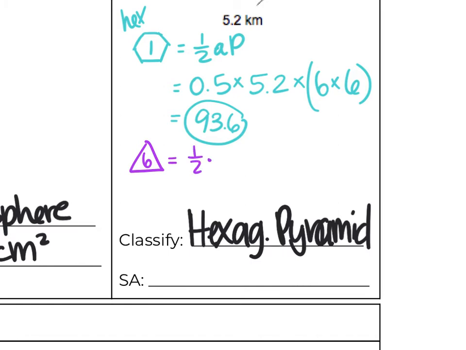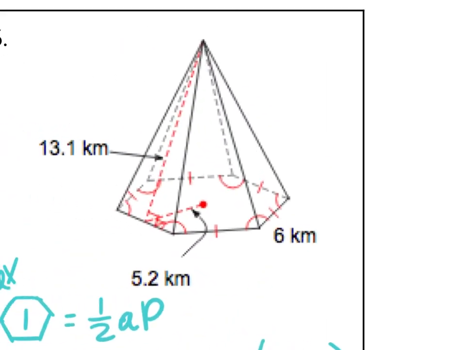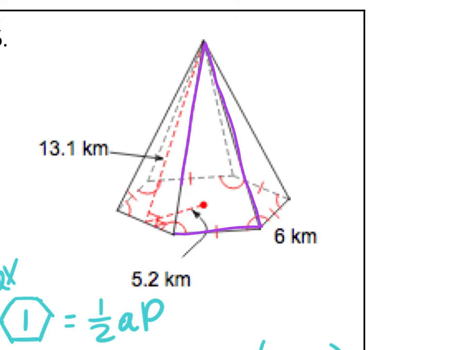Half base times height. So if I look at that triangle, focus on this one, if it helps you to write it. What would the base be? So right here is what? 6, because it's congruent. Remember, these are all congruent, so I can use the measurement that they write on any of them, okay? Base would be 6.